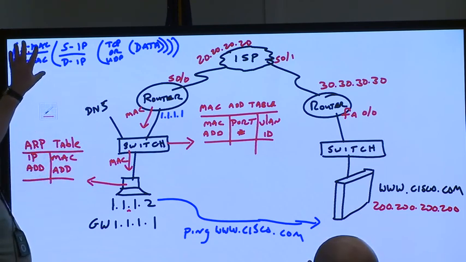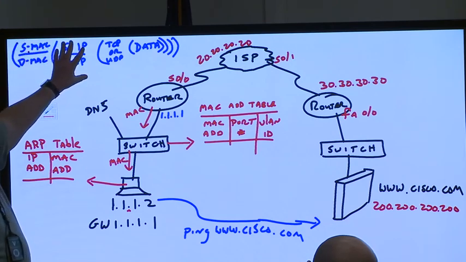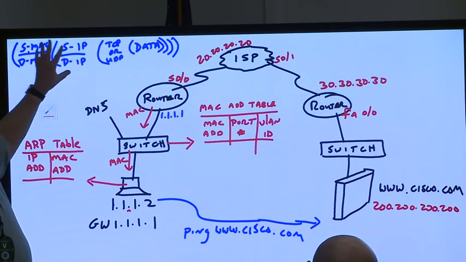So MAC addresses are for local networks. This is for long distance. Okay? Local and long distance.